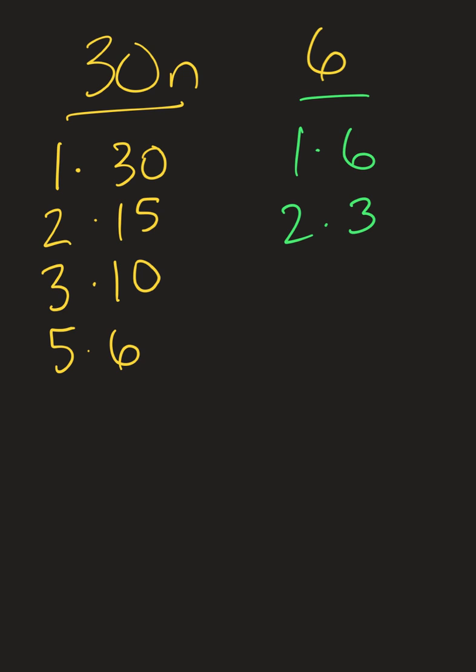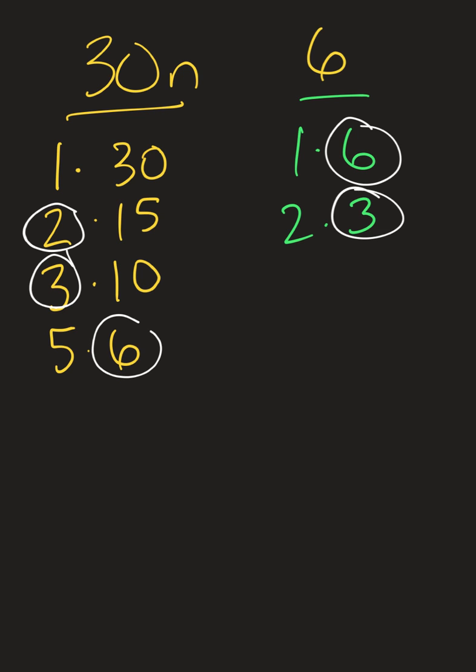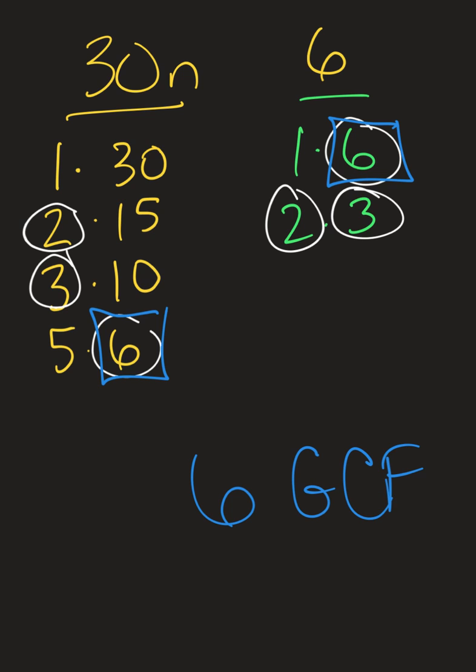So I'm going to circle all of the common ones. I have 6, I have 3, and 2. Okay? Now the largest is going to be 6, and 6 is my GCF, or my greatest common factor.